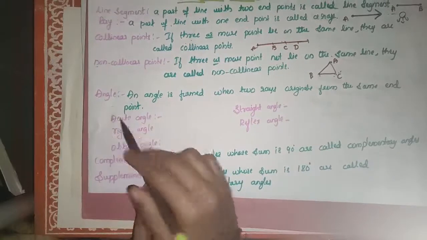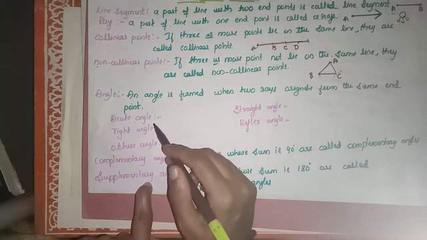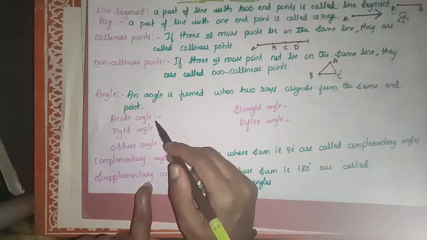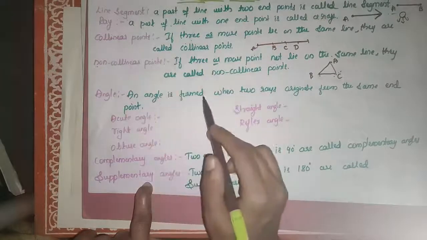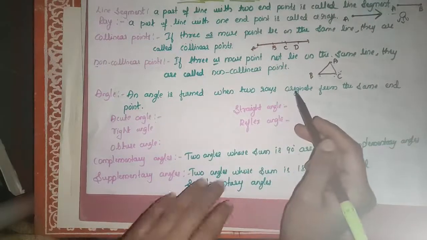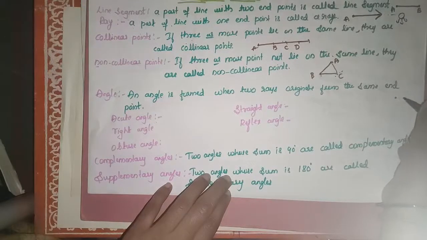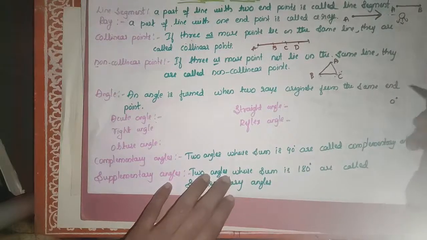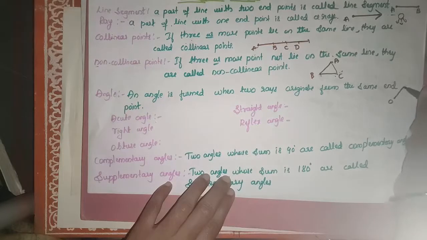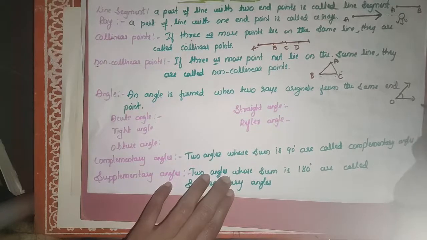Next, angle. So we generally know what an angle is. We have learned this in 7th standard. An angle is formed when two rays originate from the same end point. See, if O is the origin point, if two rays originate from the same point, then they form an angle. This is called an angle.